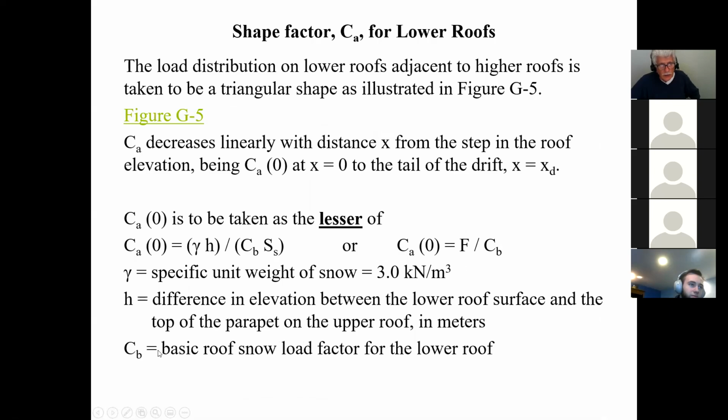Now, CB is the basic snow factor. Keep in mind, this is the CB of the lower roof, not of the upper roof in this case. So when you put it in this equation and this equation, you use the CB of the lower roof. Keep that in mind. And of course, SS we saw already: that's the ground snow load that occurs with a probability of 1 in 50 years.